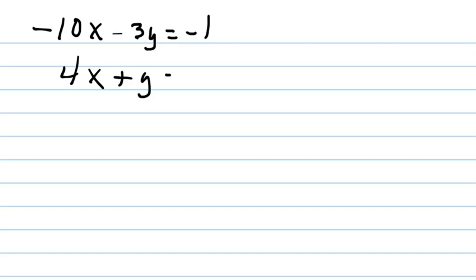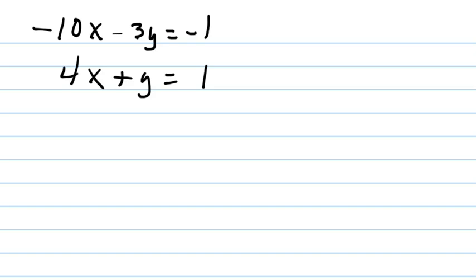Okay. So here we go. So we have our matrix. So it's negative 10x minus 3y equals negative 1, and 4x plus y equals 1. This is a system of equations, which means that whatever x is in one, it'll be the same in the other. So we're going to use an augmented matrix to be able to solve it.